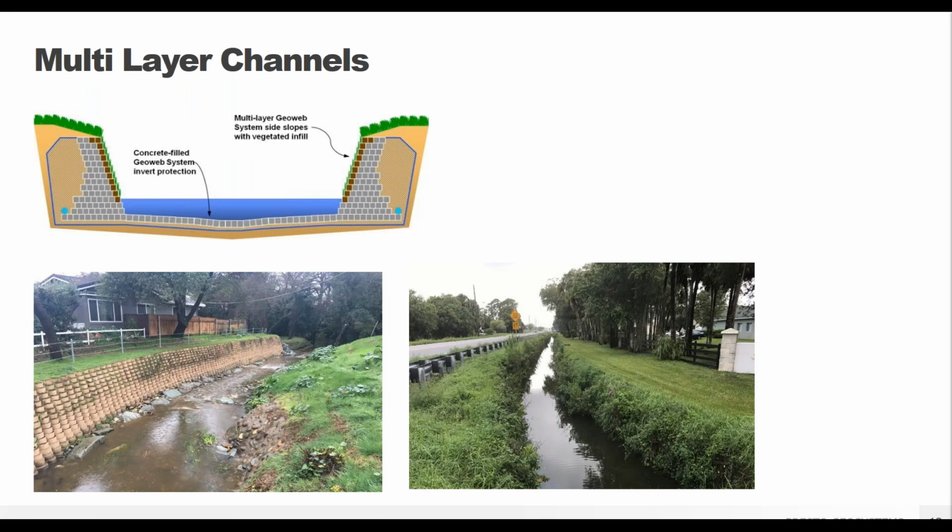However, sometimes space is limited or the project area is up against some existing structures such as a roadway or home, like you see in some of these photos. And so what we can offer is called a multi-layer system. This is where along the side slopes, the GEOWEB panels are actually stacked on top of one another to create a GEOWEB retaining wall. And this can be done on one or both sides of a channel.